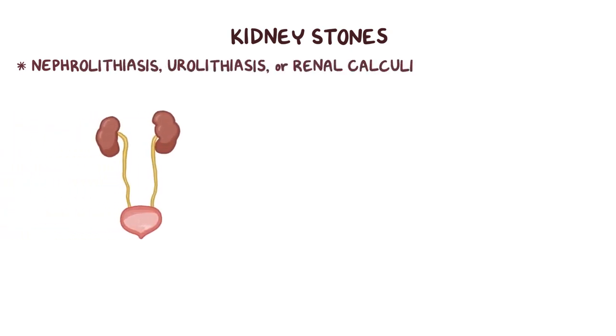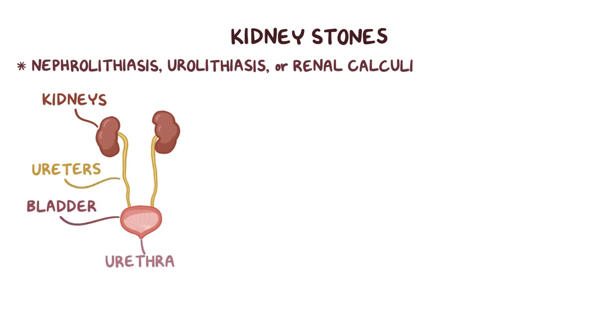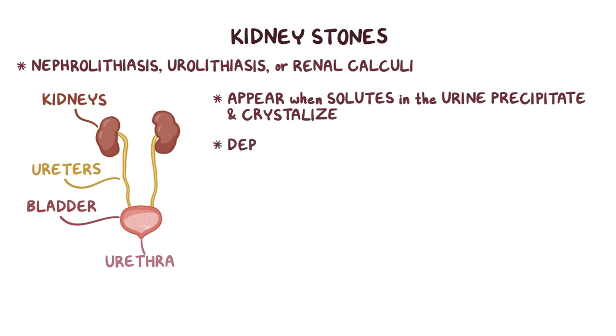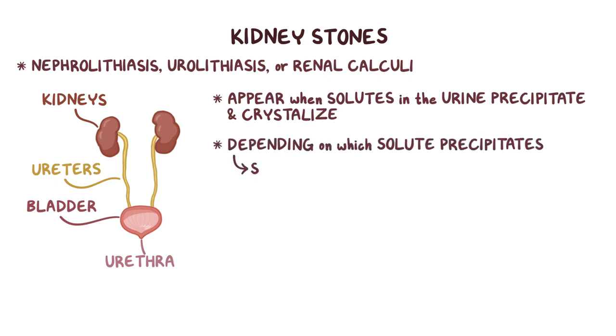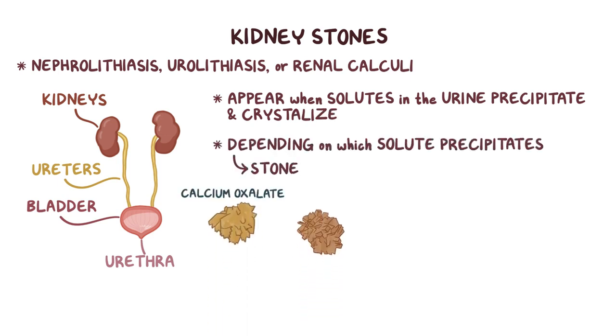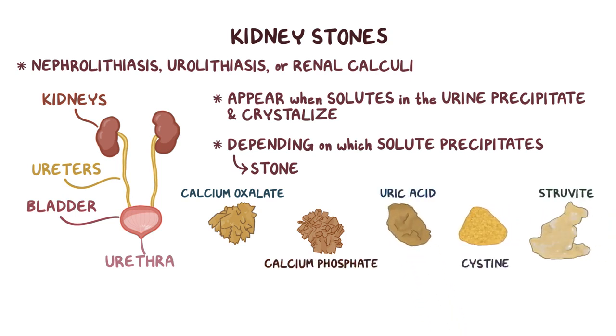Kidney stones, also called nephrolithiasis, urolithiasis, or renal calculi, can form in the kidneys, but also in the ureters, bladder, or the urethra. They appear when solutes in the urine precipitate and crystallize. Depending on which solute precipitates to form the stone, there can be calcium oxalate, calcium phosphate, uric acid, cysteine, and struvite stones.